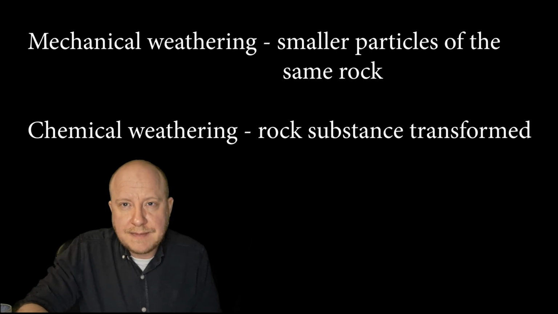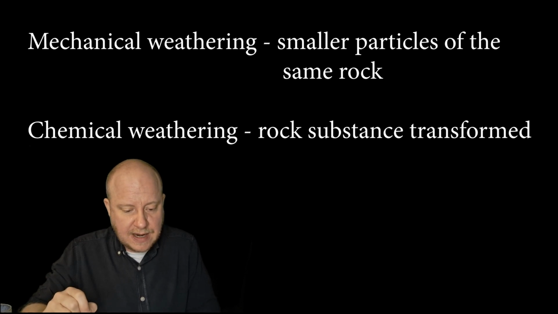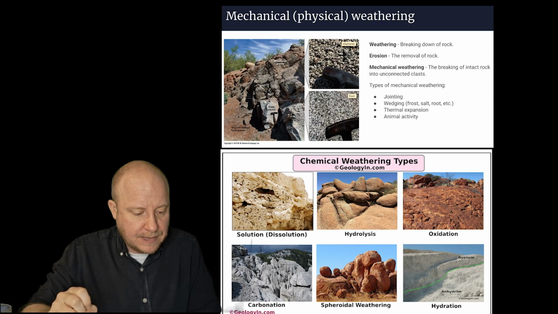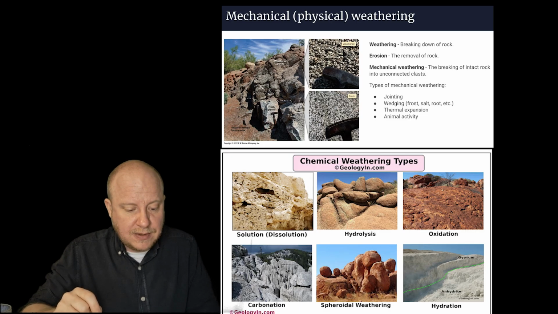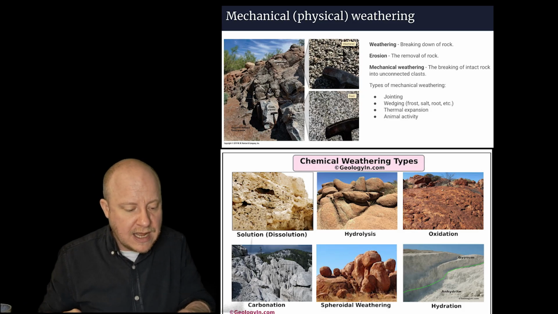There are two types of weathering. Mechanical, which is physical weathering, leads to the development of smaller particles of the same rock, such as scree or pebbles or stones. In chemical weathering, a rock substance is transformed into a different and new material. An example of chemical weathering is the transformation of granite into kaolinite, also called china clay. The process of weathering is important in the early development of a soil as it provides several nutrients.